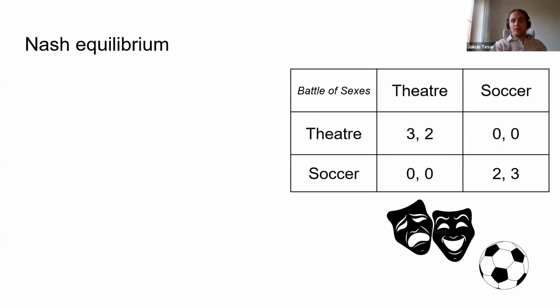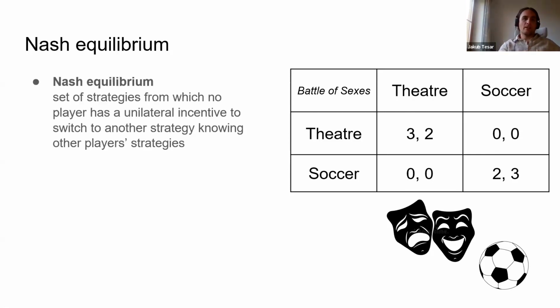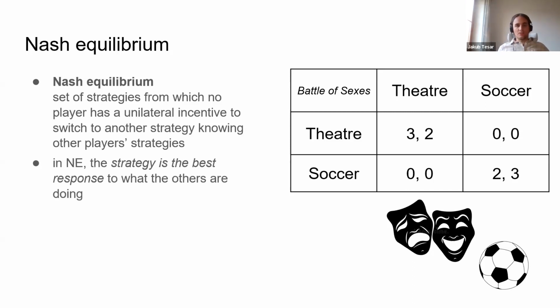And the answer has been provided by John Nash, and this is the famous Nash equilibrium. Nash equilibrium is defined as a set of strategies from which no player has a unilateral incentive to switch to another strategy, knowing other players' strategies. That's the formal definition, which may sound difficult, but we may simplify it with this other notion that you see on the slides. Nash equilibrium is the strategy which is the best response to what the others are doing, or what the other player is doing if there is only one other player.